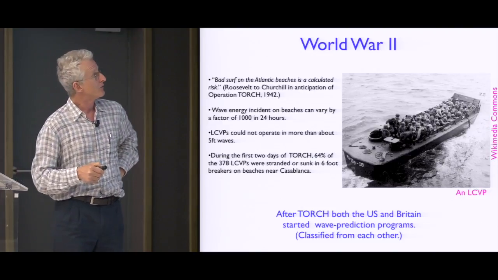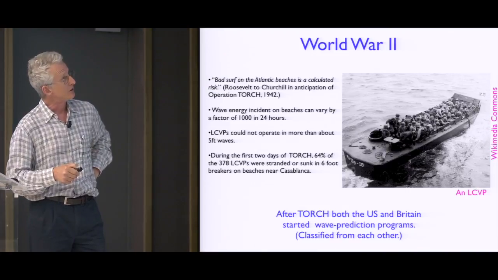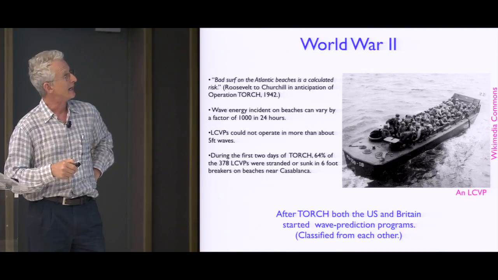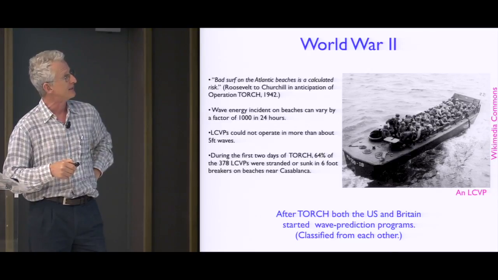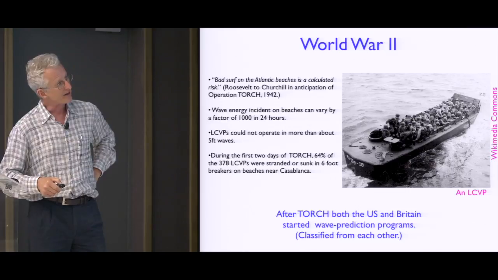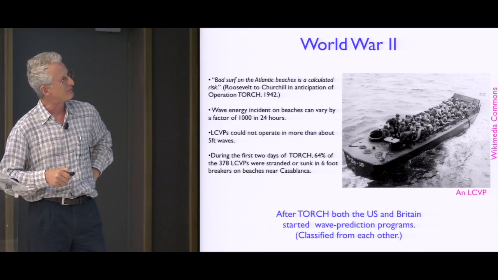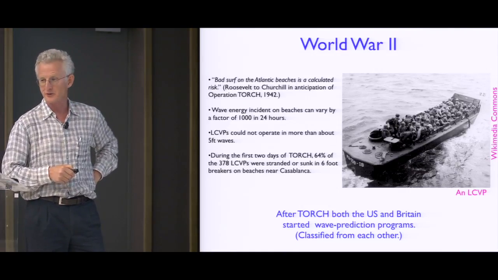Okay? So in a letter from Roosevelt to Churchill in anticipation of what was called Operation Torch, which was an Anglo-American landing on the north shore of Africa, Roosevelt said to Churchill, "Bad surf on the Atlantic beaches is a calculated risk." So what Roosevelt meant was that the landing was going to be conducted in these vehicles called LCVPs. They're like amphibious landing craft, vehicle and personnel is what the acronym stands for. And these guys tend to capsize if the wave height is more than about 5 feet. Okay, they'll just simply turn over.